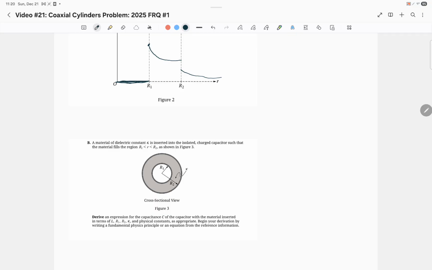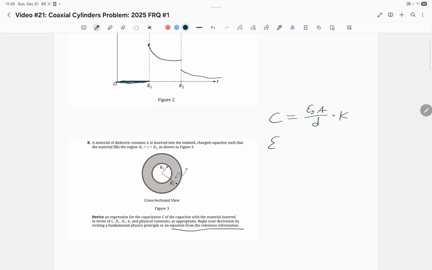So we know that a relationship that we could use here is capacitance equals epsilon naught A over D times the constant kappa, the dielectric constant. When they ask for an equation from the reference information, this is what you would start with here. And D is the distance between plates, which is R2 minus R1, right? Because R2 is this total thing, and R1 is this. So we subtract them to get this region here. I didn't really show that very well, but hope you get the gist of that.